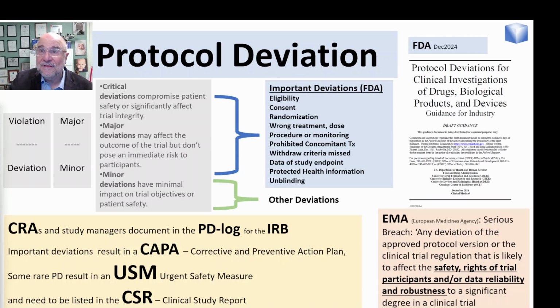an important deviation. If procedures are missed, or the wrong procedures are done, or monitoring is missed, that can affect safety. Prohibited concomitant treatments are on the list of important deviations. Those are typically drugs that interfere or can potentially interfere with the study drug, make the level of the drug go up or down. And again, that is almost the same as giving more or less of the drug. And if something is wrong there and prohibited medications were given, that is considered an important deviation.